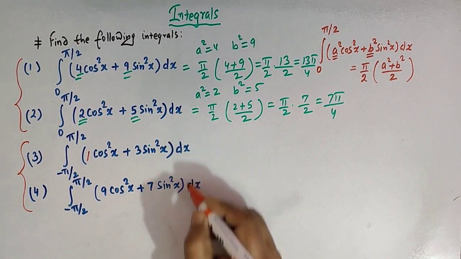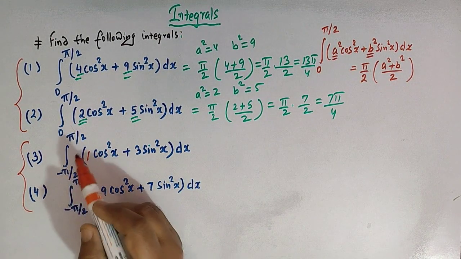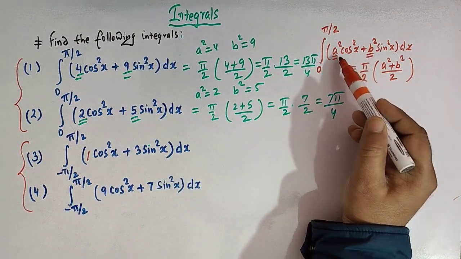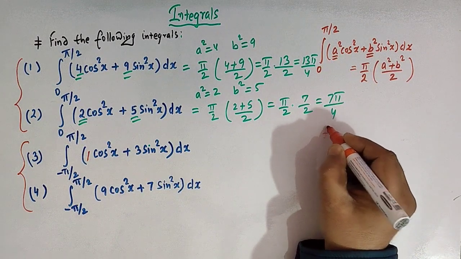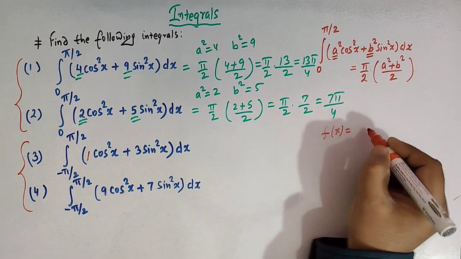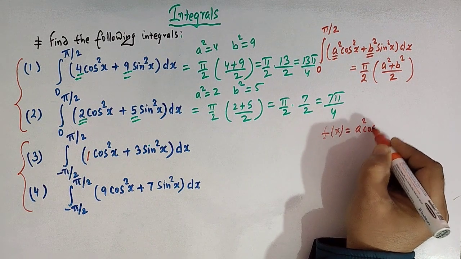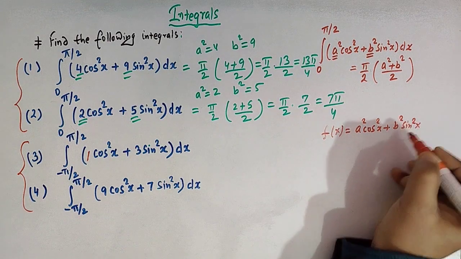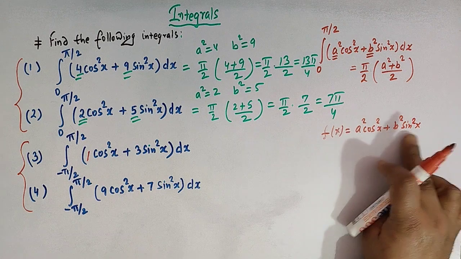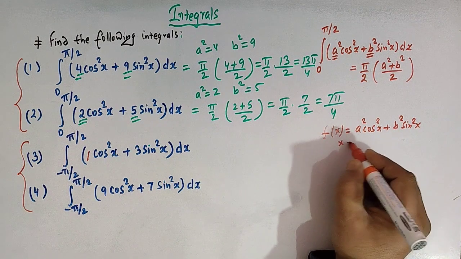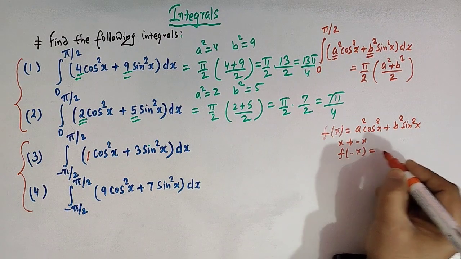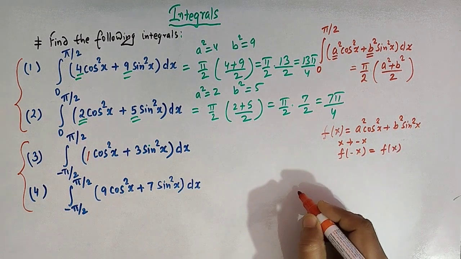Now let us take these two integrals. Here the limits are from minus pi by 2 to pi by 2. See this function, f of x, which is equal to a square cos square x plus b square sine square x, is an even function. This is an even function because if we replace x by minus x, then f of minus x is equal to f of x.